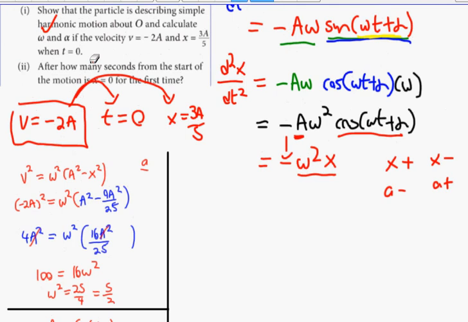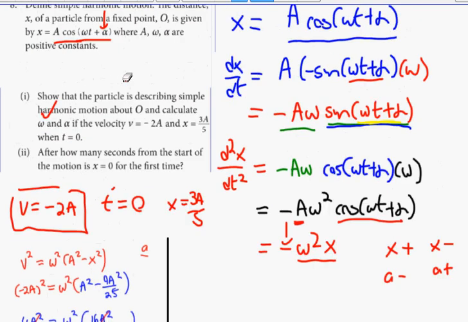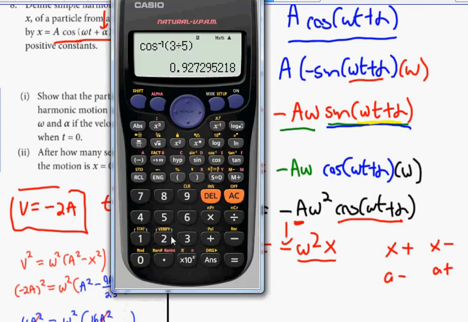After how many seconds from the start of the motion is x equals 0 for the first time? Okay, guys, it's a cos function. What does that mean? Radians? It says R. I was meant to have it in R. Everything's done in radians.